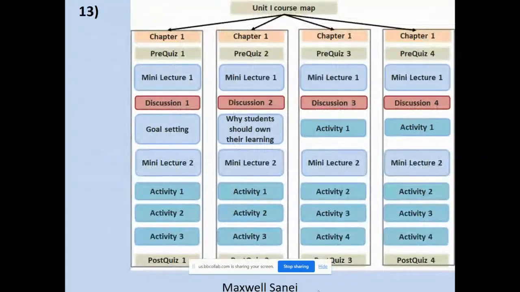I structure my units, and I would like to follow this pattern. Students get a habit that for every chapter they should have a pre-quiz, post-quiz, reading, assignment, discussion, SLOs. So through this, I'm helping students to get the pattern, and in fact, I'm giving a structure to my class.